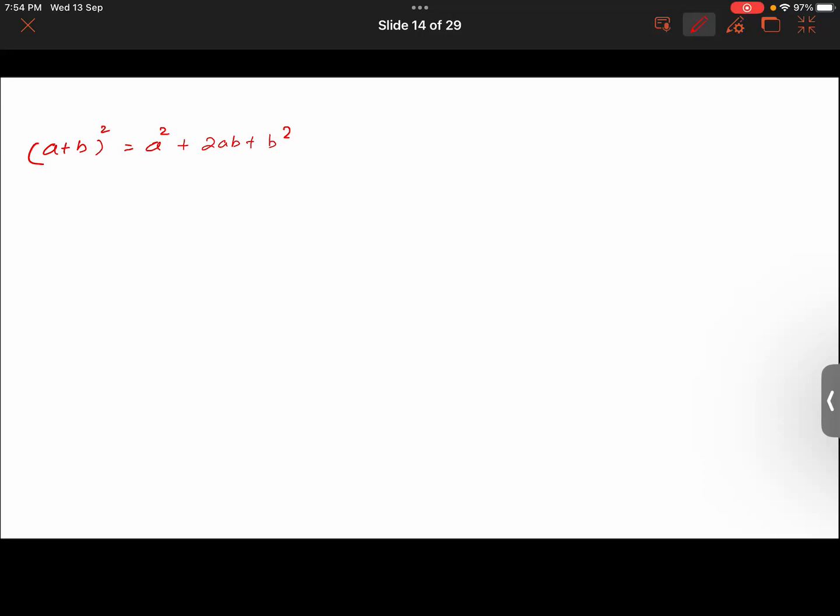Arham, you tell me the next two identities which you studied. So it's (a minus b) whole square is equal to a square minus 2ab plus b square. And one more. So it's a square minus b square is equal to (a plus b) multiplied by (a minus b). Very good. Okay.